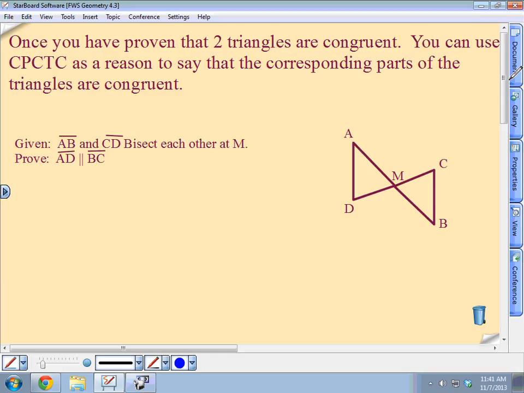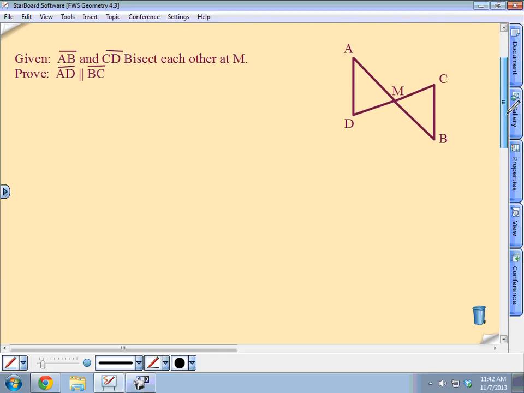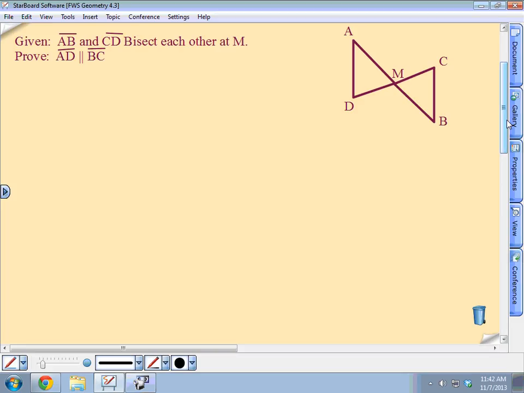And so that's where the first part of this section goes: prove two triangles are congruent, and then, once they're congruent, all the other corresponding parts are congruent. So let's do one. I'm given that AB and CD bisect each other at M. Okay? So let's do some statements and reasons.